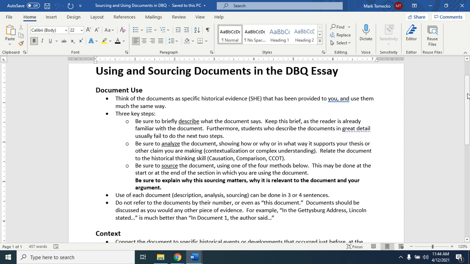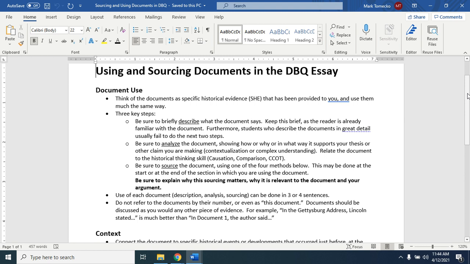First of all, I want to remind you that the documents are essentially your evidence for this essay. Now, you are required to include at least one, and ideally two, pieces of outside evidence that don't come from the documents but nonetheless support your thesis. But for the most part, these 7 documents are going to be your specific historical evidence, and you want to use them much the way you would use evidence in an LEQ.